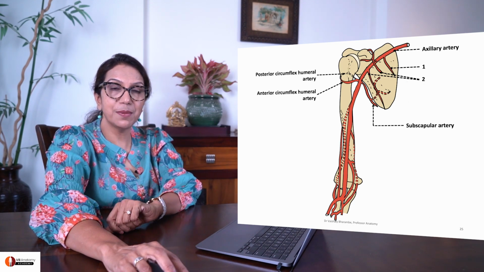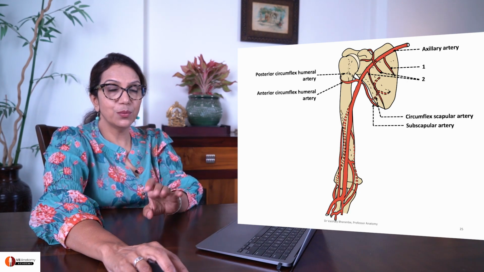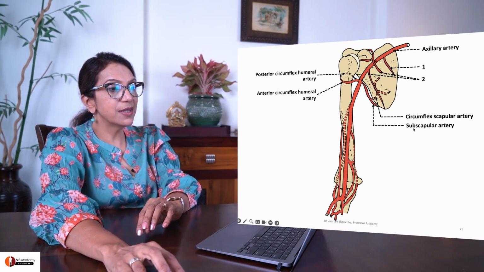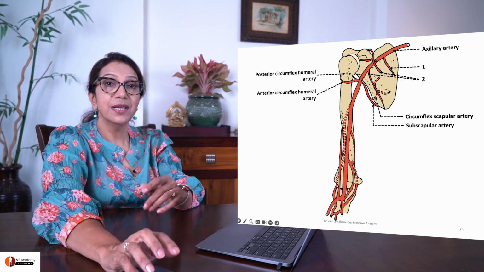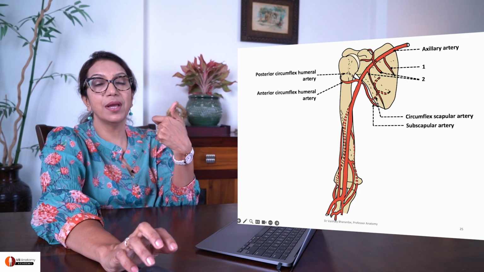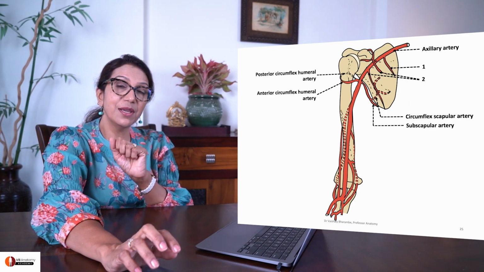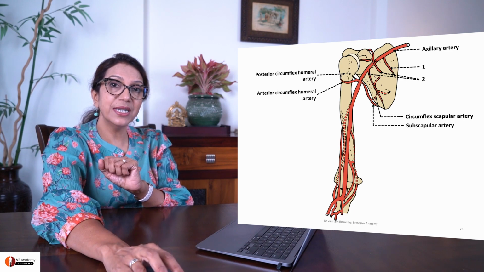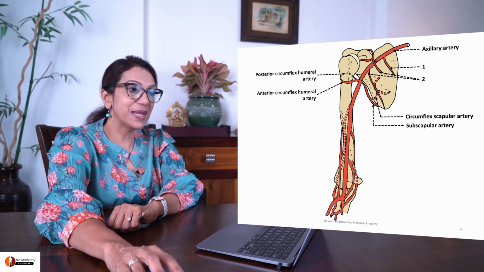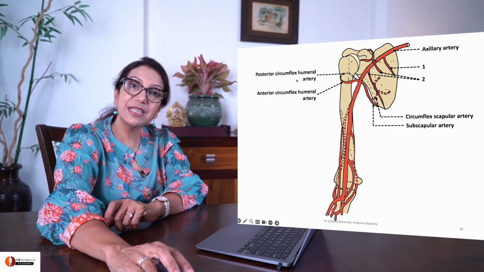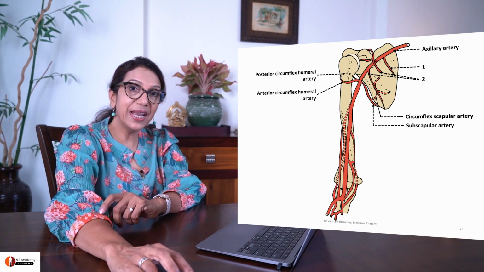After supplying these branches, the axillary artery will continue downwards. The subscapular artery that we just saw gives rise to a circumflex scapular artery that winds around the scapula and comes on its dorsal surface. Remember in which triangle did you see this artery? Yes, you saw it in the upper triangular space. Where did you see posterior circumflex humeral artery? Yes, you saw it in the quadrangular space.